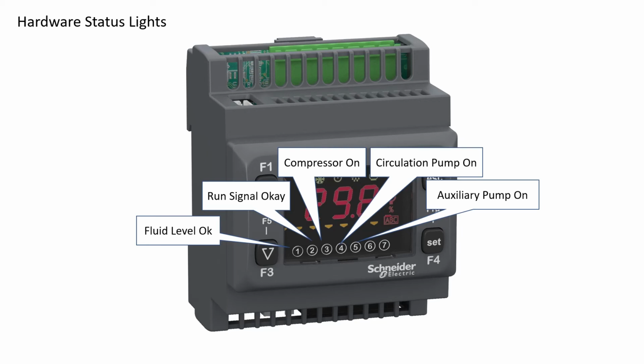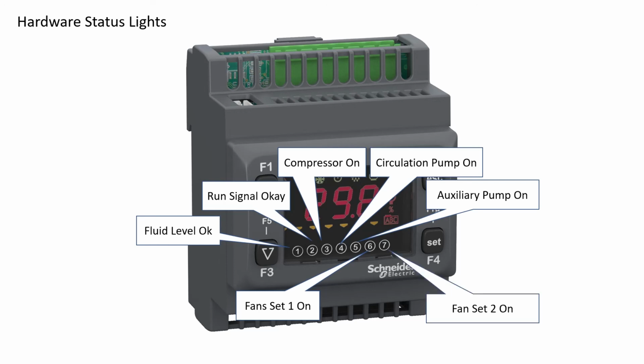5, auxiliary pump on. If you have a secondary pump in your system, such as an evaporator pump, this means that is also engaged. 6, fan set 1 means that your fans are turning. 7, fan set 2. This means your fans are engaged if you have a larger unit, such as our OTM series.